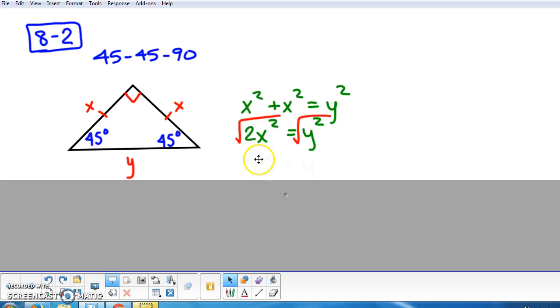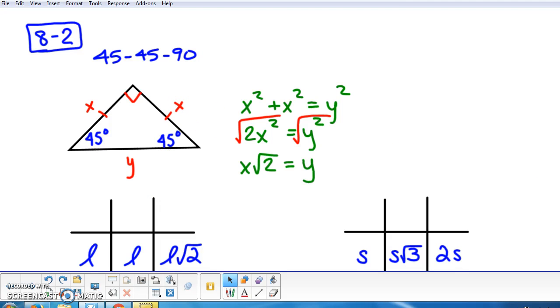When I do that, if I square root x squared, I get a plain x, but I can't square root the radical 2 without going to decimal, so I'm going to leave it as a radical. So this is in simplest radical form. So what we're telling here is the hypotenuse, in this case, was y. All we have to do is take the leg times root 2.